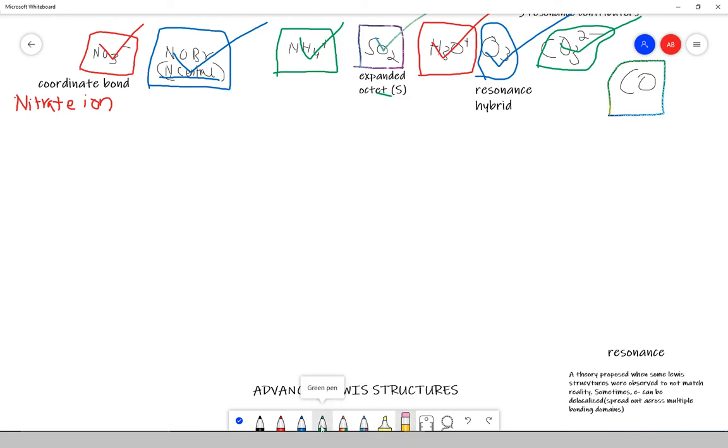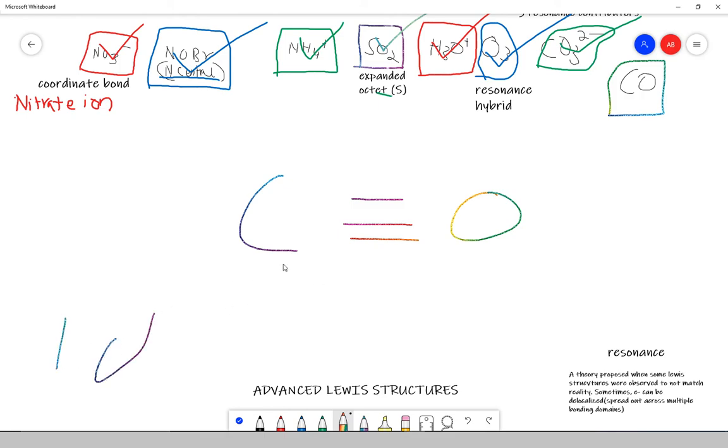Let's do this one. It's going to be C with a triple bond to oxygen, and then 10 electrons. So 2, 4, 6, 8, 10. There we go. That should be right.